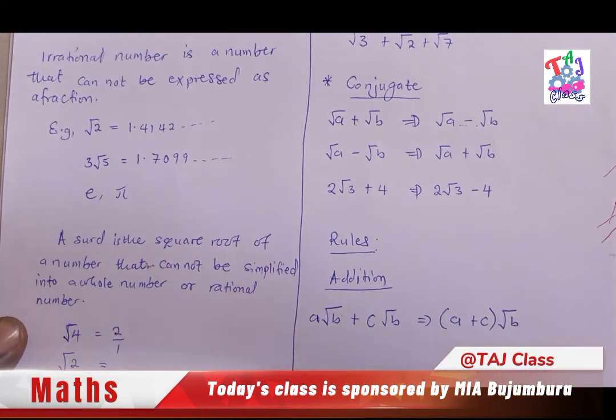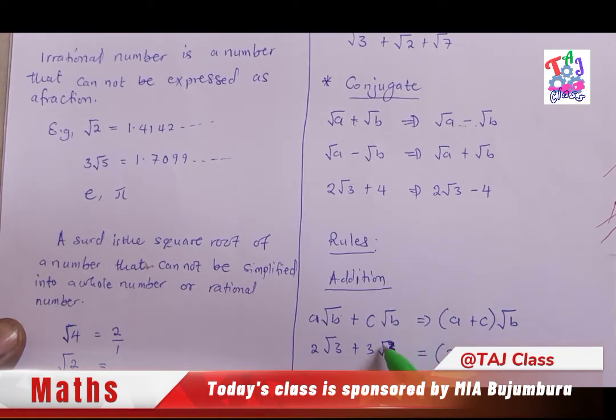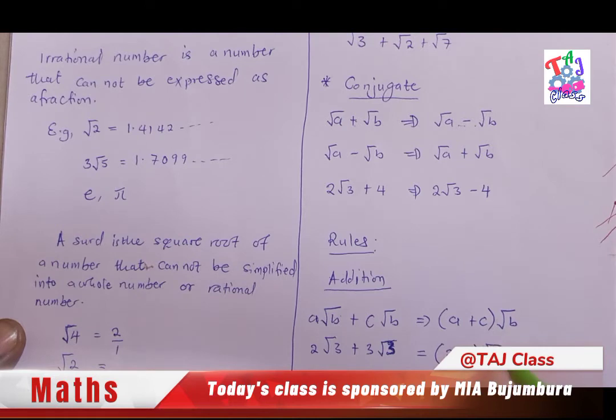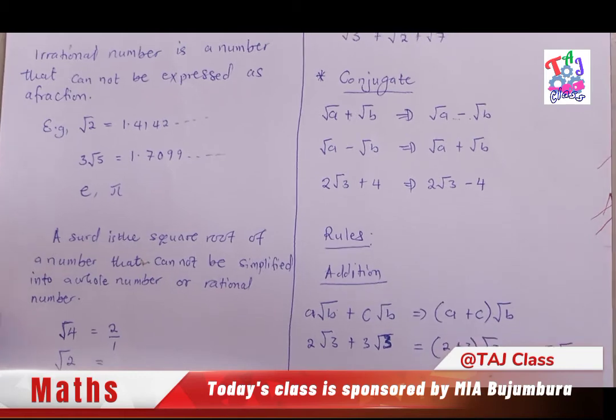Let's say if you have, for example, 2√3 plus, let's say, 3√5. Here it will produce 2, rather this should be 3 also, sorry for that, this should be 3. So this will produce 2 plus 3, and then outside we shall have the square root of 3, which will be the same as 5√3. As simple as that when we are adding.